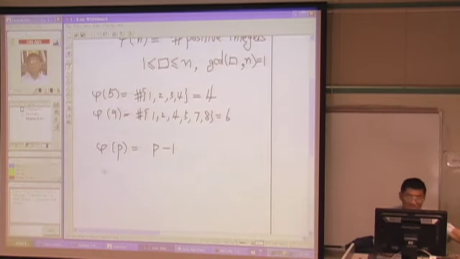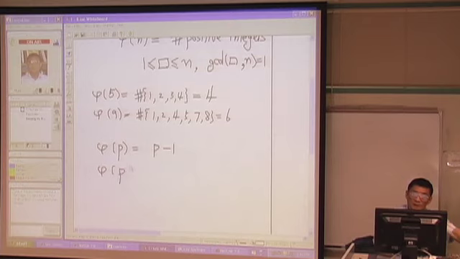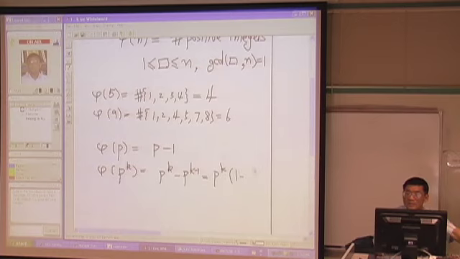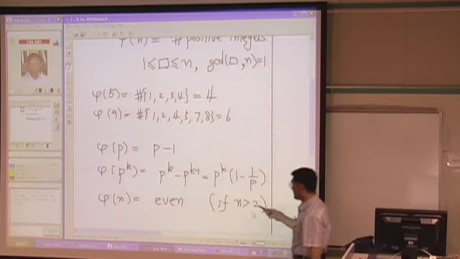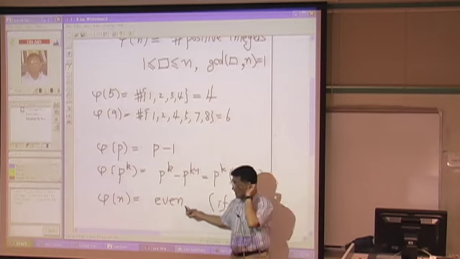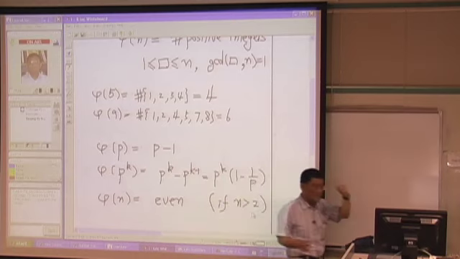Then the next thing that we considered was P to the power of K, then it is P to the power of K minus P to the power of K minus 1, or you can write it this way, P to the power of K, and then 1 minus 1 over P. And one more thing that we found was phi of n is even if n is greater than 2, right? When n is equal to 1 or 2, it is 1. But other than those two smaller numbers, phi of n is even. Of course, today I will prove this thing.